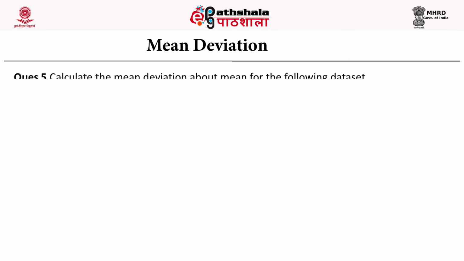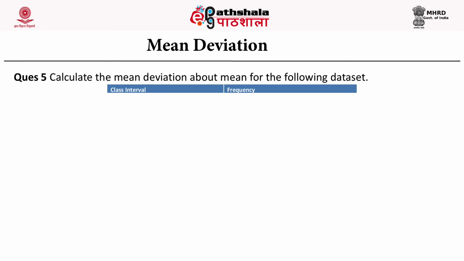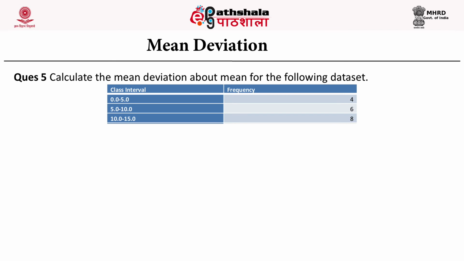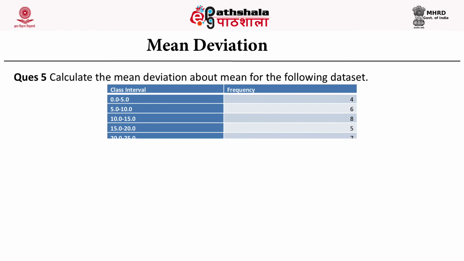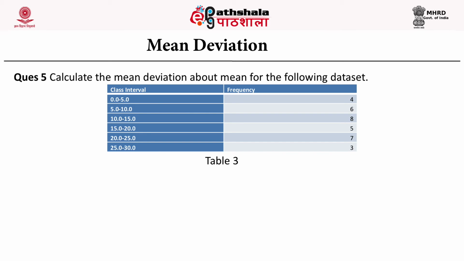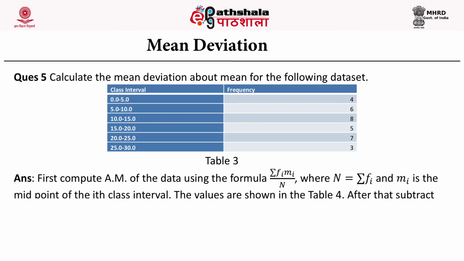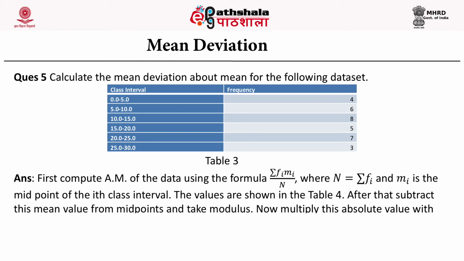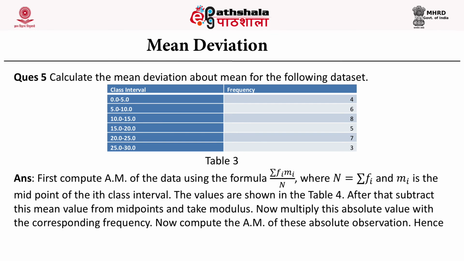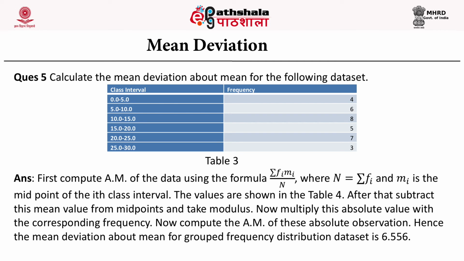So in this example we will discuss how you can apply mean deviation about mean in grouped frequency data. For that, first compute the arithmetic mean of the data using the formula summation of fi mi upon n, where n is equal to summation of fi, and mi is the midpoint of the ith class interval. The values are shown in table 4. After that, subtract this mean value from the midpoints and take the modulus. Now multiply this absolute value with the corresponding frequency. Now compute the arithmetic mean of these absolute observations. Hence the mean deviation about mean for the grouped frequency data set is coming out to be 6.556.